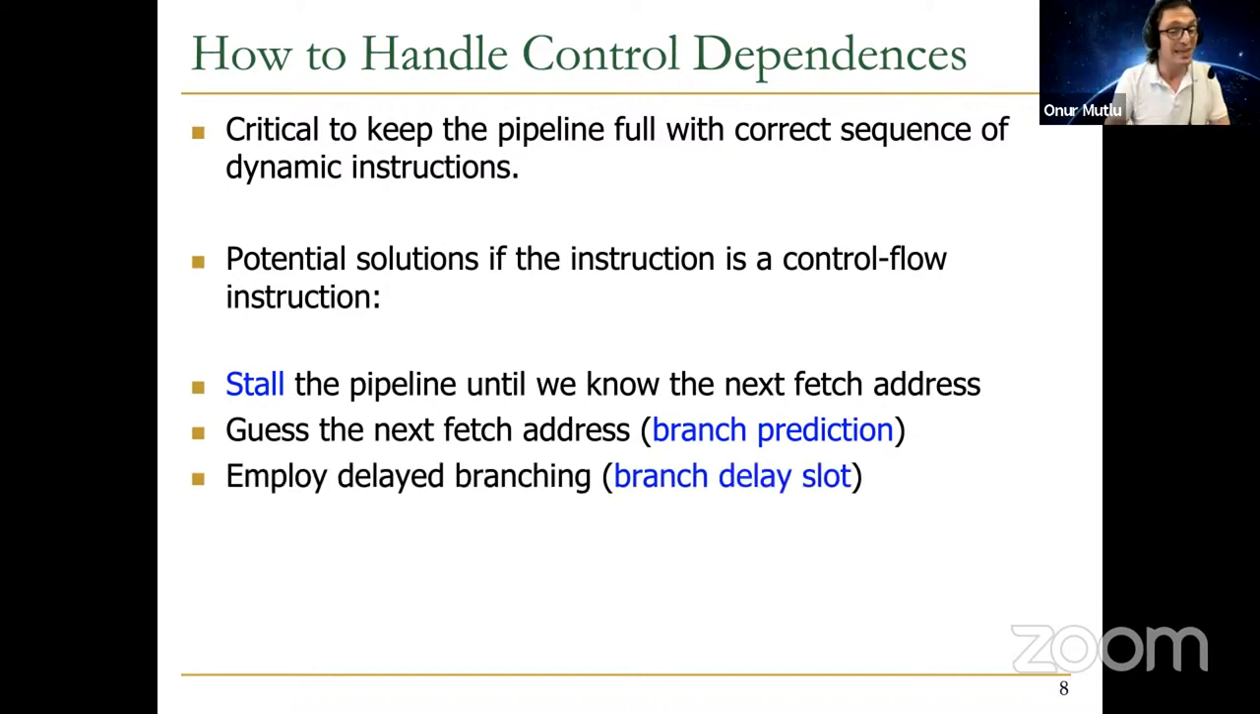You can employ delayed branching, branch delay slot, which MIPS employs. I'm going to talk about this after in the next lecture sometime, hopefully. But this is in general a bad idea, because this basically says that branch takes effect after n cycles or after n instructions. And it's the compiler's job or the programmer's job to fill those n cycles with independent instructions. Now you're basically putting a lot of burden on the programmer and the compiler.